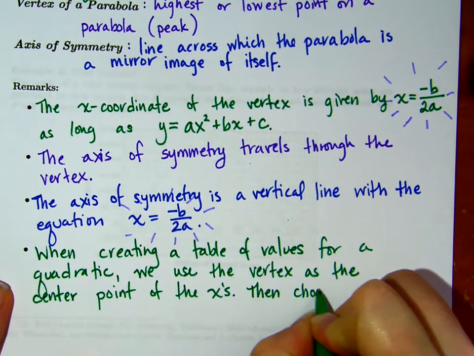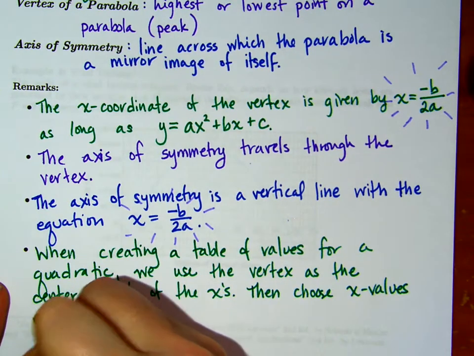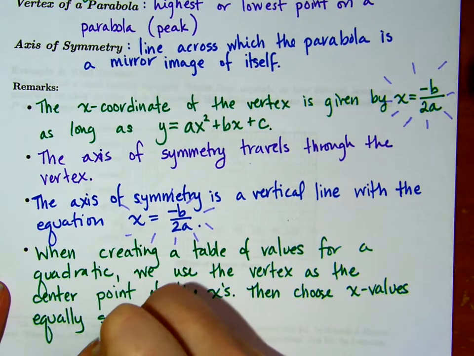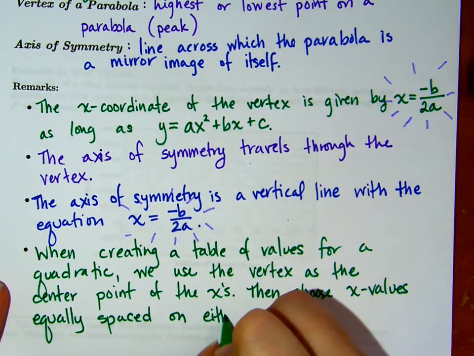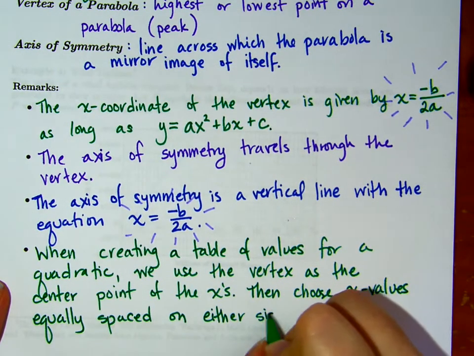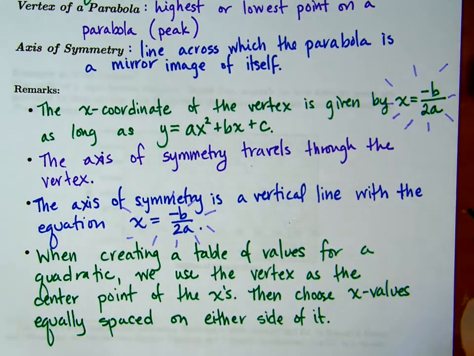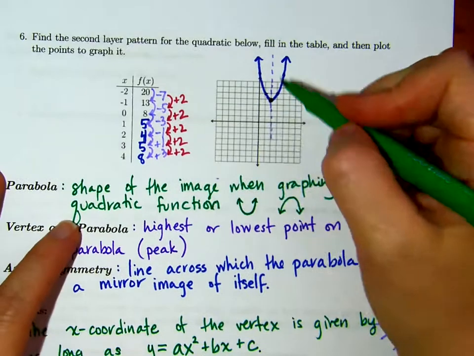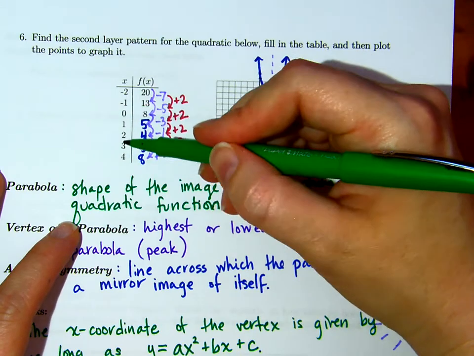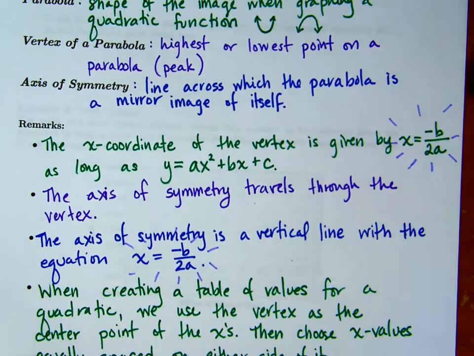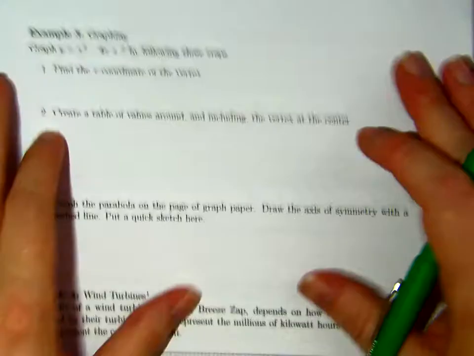So then choose x values equally spaced on either side. So above it and below it. And in reality, it's x values, which means it's actually to the left and to the right of it. But when we see it in the table of values, it feels like it's above and below. Okay, so we do all of that with that vertex.